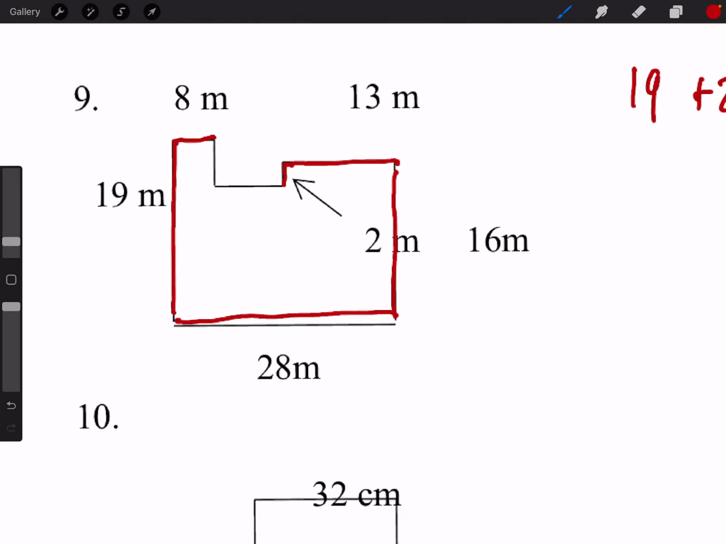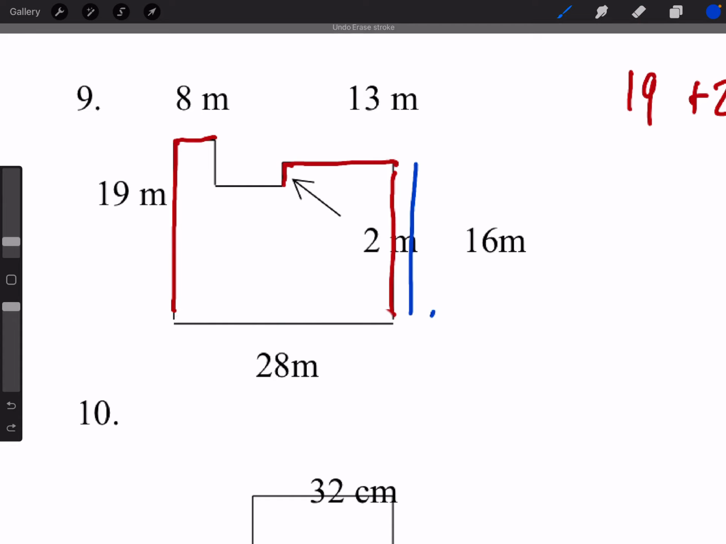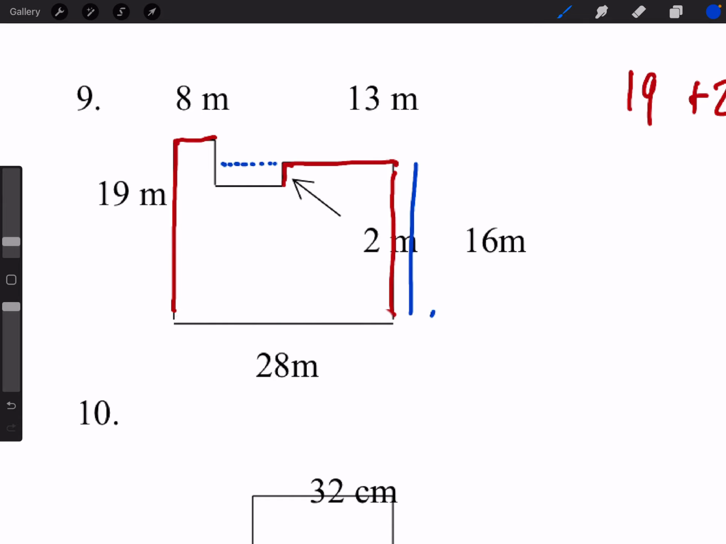Now you're wondering, what about this part here? How do we find this one? Well, we know that this is 16. Okay, let me just rub this out. Just 1 second. That's 16, which means that if I was to draw a line from this guy over to here, I know that this is also 16 as well. From here to here, 16, right? Just like it is from here.